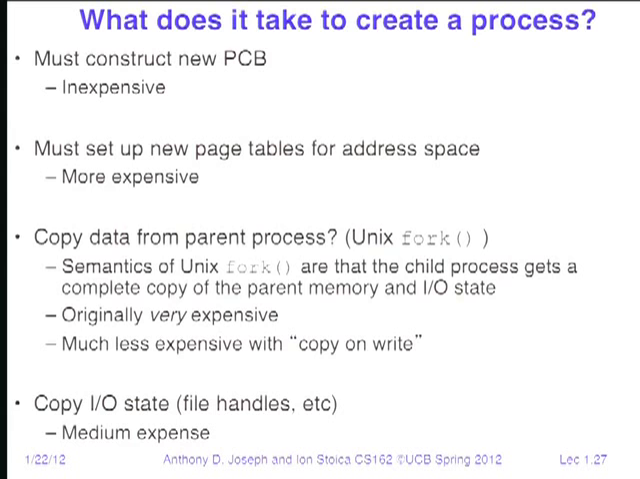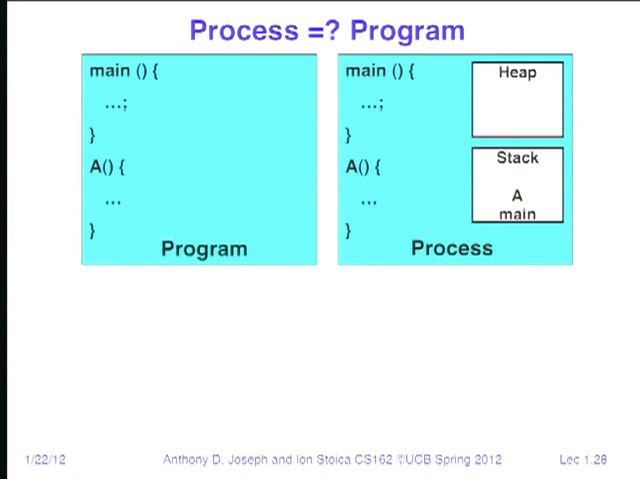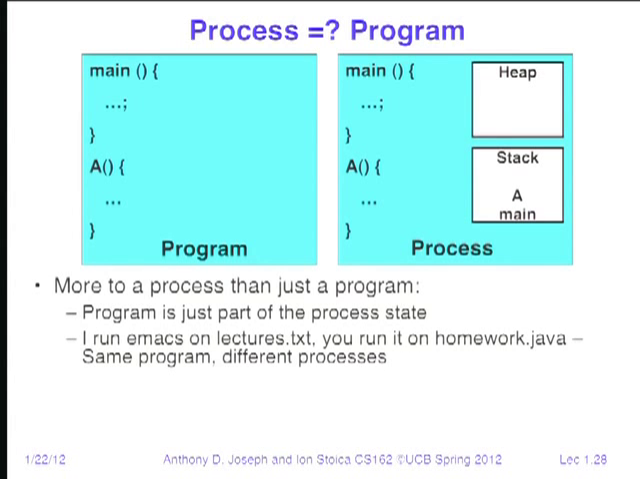Okay, so now we can ask the question, we've talked about processes, we've talked about programs, are they equivalent? Here I have a program on the left, and here I have a process on the right. Well, we can see that there are obviously some differences. There's more to a process than just a program, because a process includes data, a heap, a stack, a set of registers, and so on. We can both run Emacs. You run it on project.java, and I run it on lecture2.txt, same program, yet very different state, and very different things are happening.